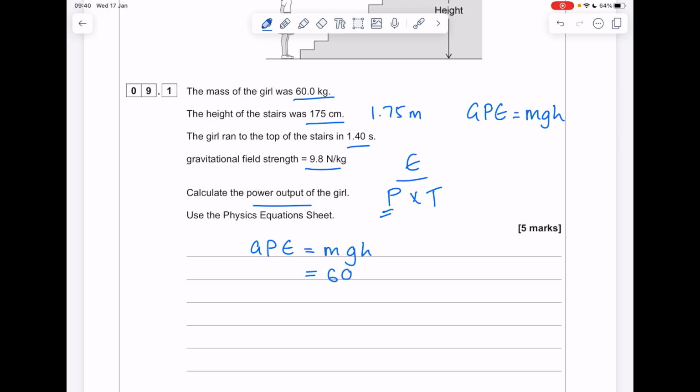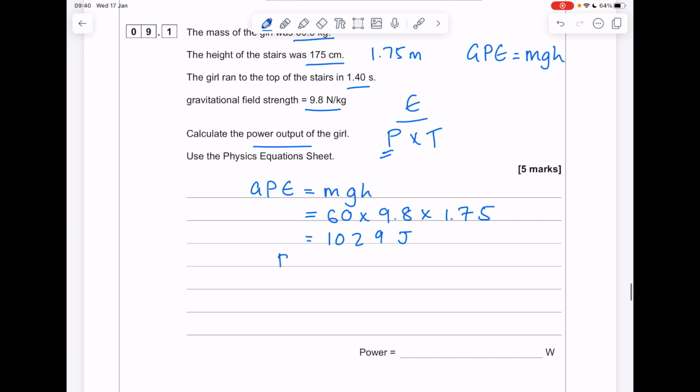The mass of the girl was 60 kilos. Gravitational field strength is 9.8. Height of the stairs, make sure that's in the standard science unit of 1.75 meters. So that energy is 1029 joules.